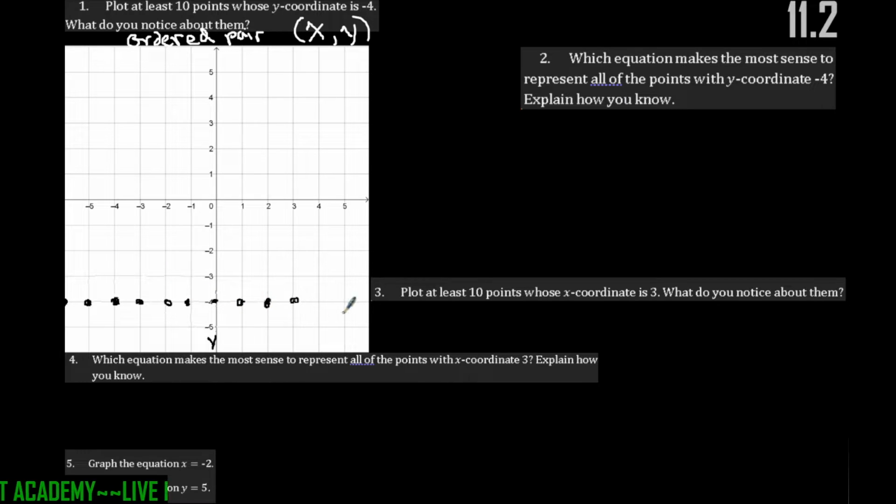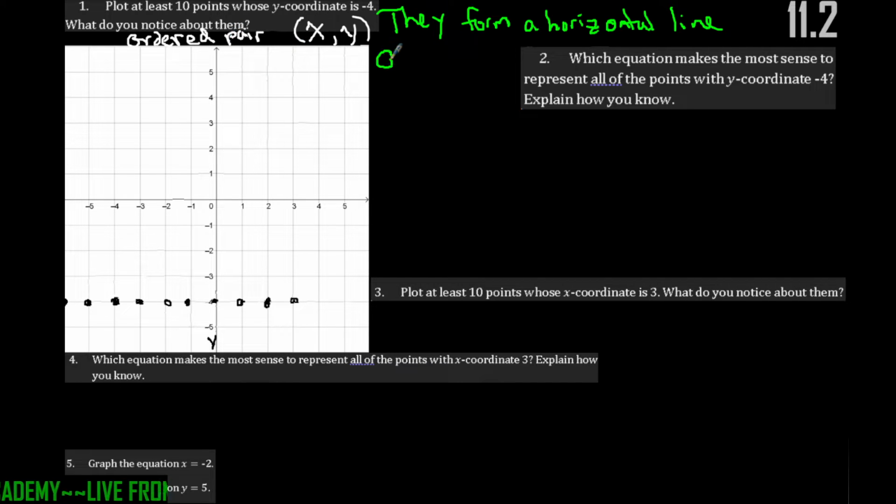So any points that have a y-coordinate of -4, what's happening? Well, we could say this. I could say they form a horizontal, meaning left and right, horizontal line on that point y equals -4.